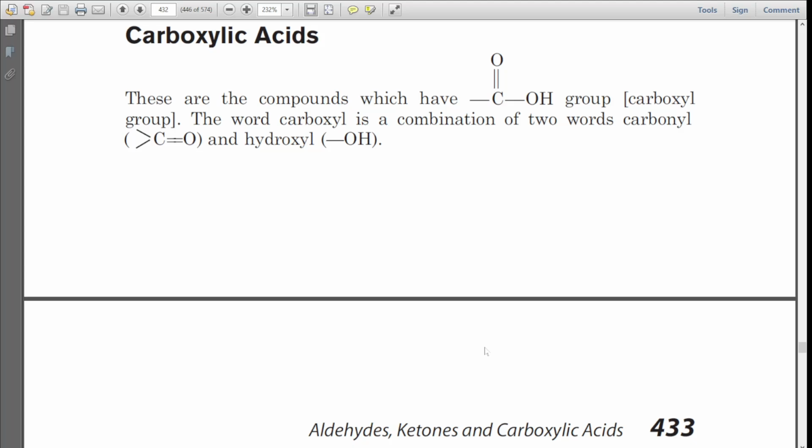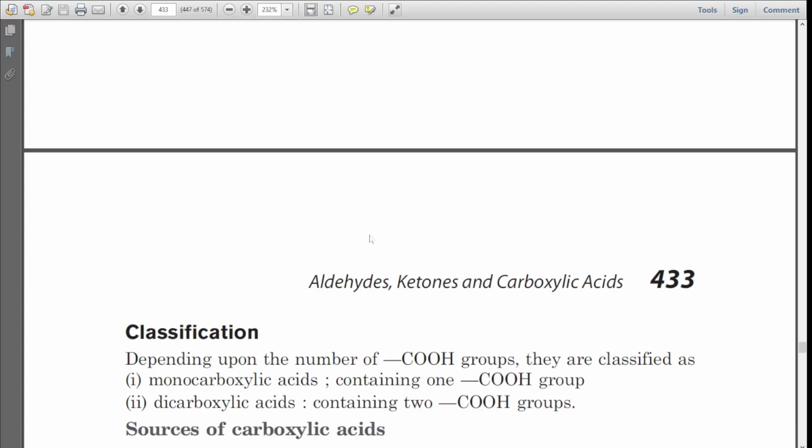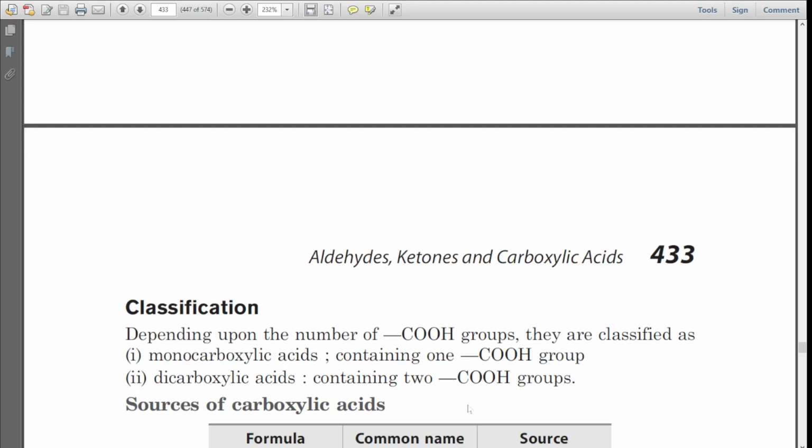Carboxylic acids are those organic compounds which have COOH functional group present within them, which is known as carboxyl group. It is a combination of two words, carbonyl and hydroxyl, therefore carboxyl. Their classification depends on the number of carboxyl groups. They can be classified as monocarboxylic acid containing one carboxyl group and dicarboxylic acid containing two carboxyl groups.